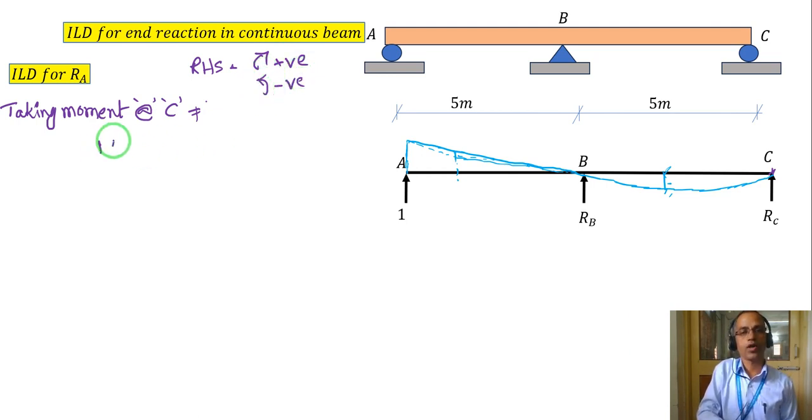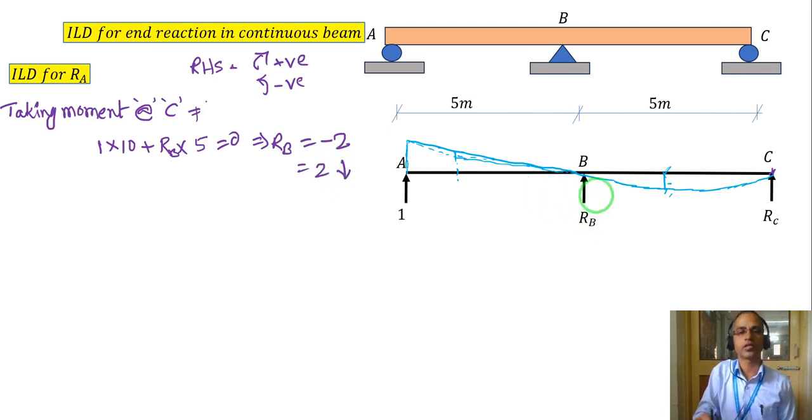So 1 into this total distance, 5 plus 5, 10, which is clockwise, so taken positive. And RB, again clockwise, RB into 5, is equal to 0. So RB is equal to minus 2. That means 2 is a downward reaction. I took RB upwards, so that means it is downward. Now I also want to see RC.